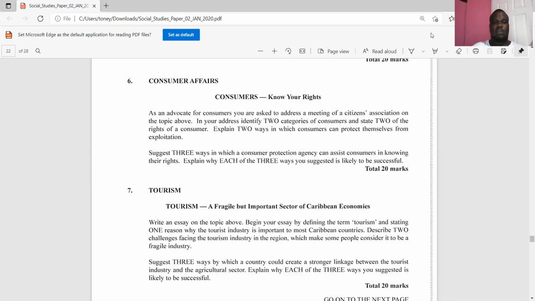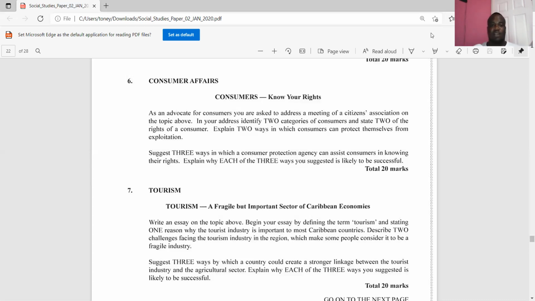Next part of the question now says, suggest 3 ways in which a consumer protection agency can assist customers in knowing their rights. Consumer protection agencies are usually set up by the government, right? So how can they assist consumers in knowing their rights? You also need to explain each of the 3 ways suggested and say why they are likely to be successful.